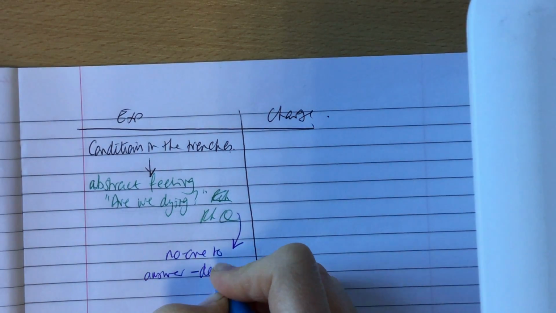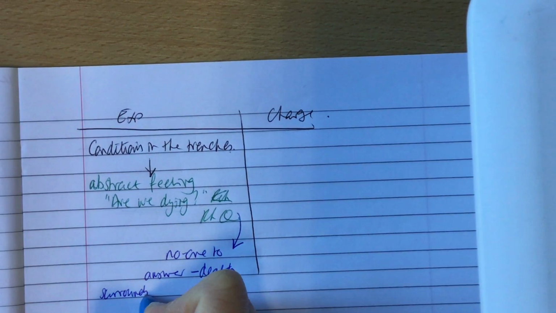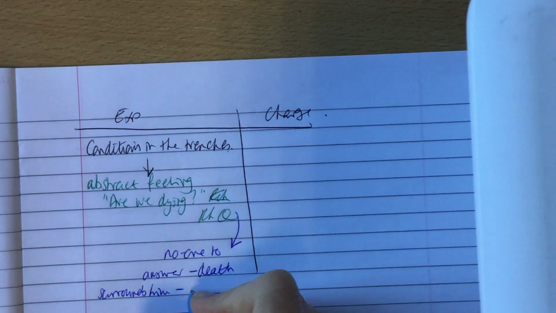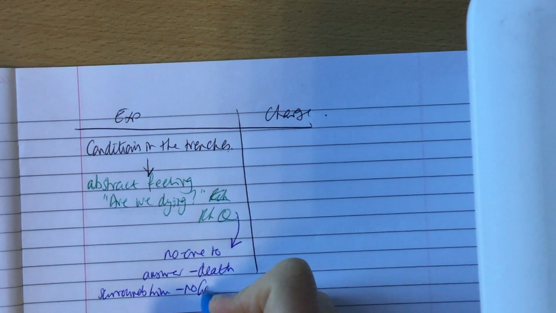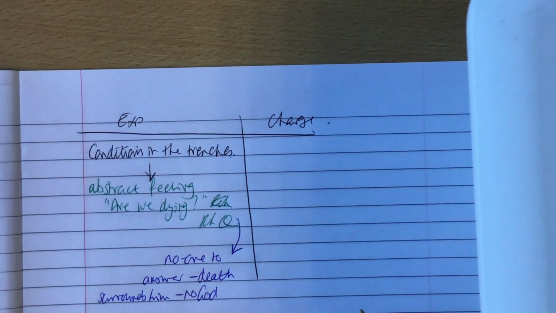Okay, so death surrounds him. Come on, what else? Why is he saying, are we dying? Who is he asking? God. No one. And why is God not answering? Because he's left, which you can see later in the poem where it talks about God leaving him. Go on. What does it say? Love of God seems dying.